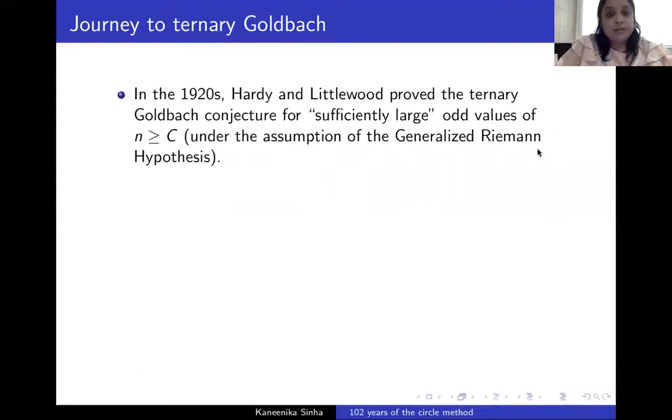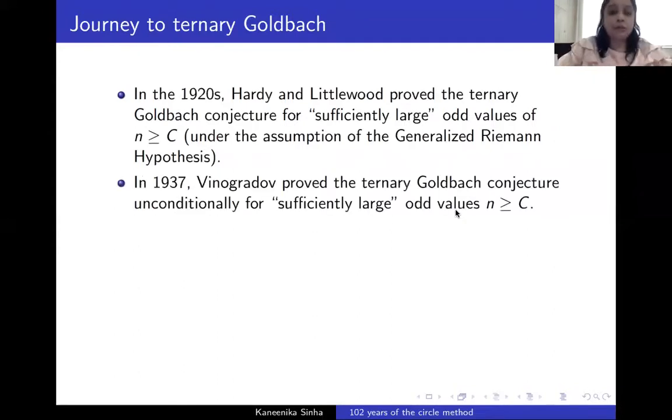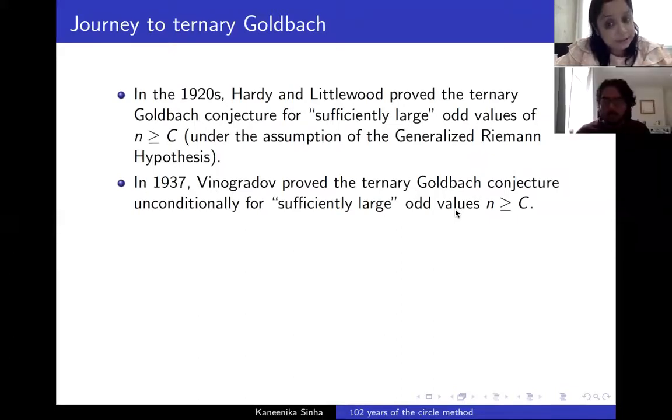Okay, so now in 1937, Vinogradov proved the ternary Goldbach conjecture, again for sufficiently large odd values n greater than or equal to c, without specifying what c is. He did not quantify what c is, but he said that there exists a large enough c such that for all odd n greater than or equal to c, the ternary Goldbach conjecture holds. And he was able to prove this unconditionally. So he did not need the assumption of the generalized Riemann hypothesis.